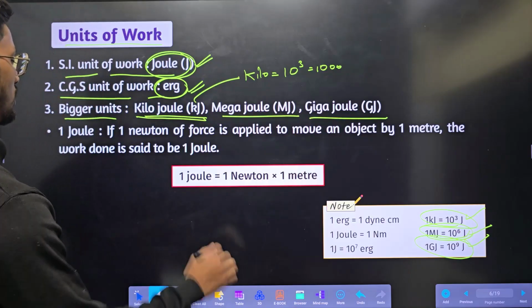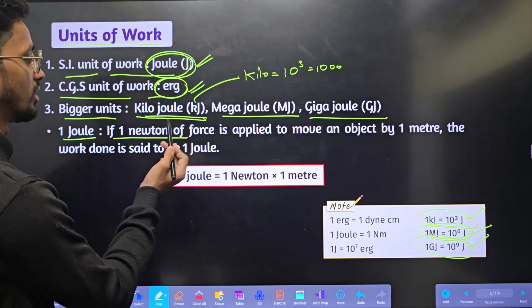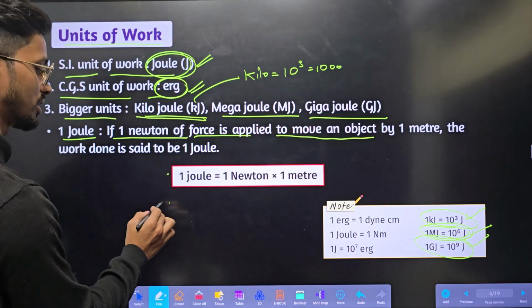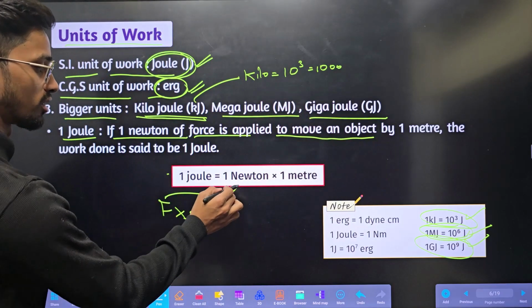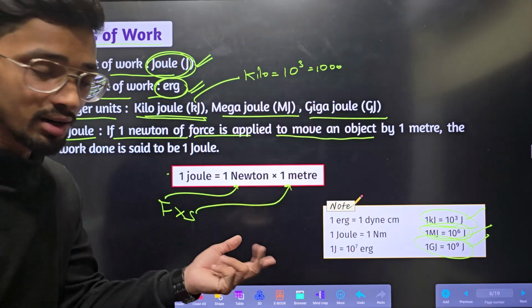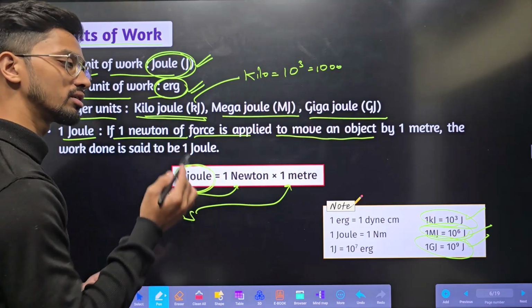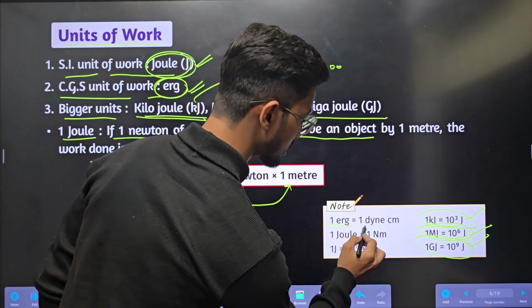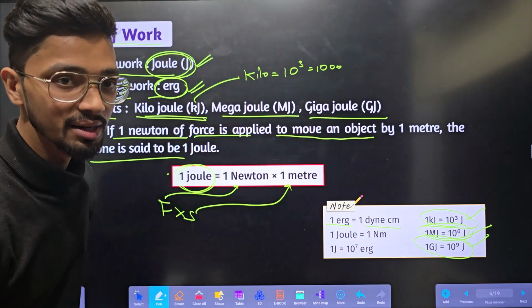Okay. And 1 joule is nothing but if 1 Newton of force is applied to move an object by 1 meter. That is nothing but F into S. The unit of force is Newton and the unit of displacement is meter. If both are 1, the unit of work will also be 1. Simple. 1 joule.